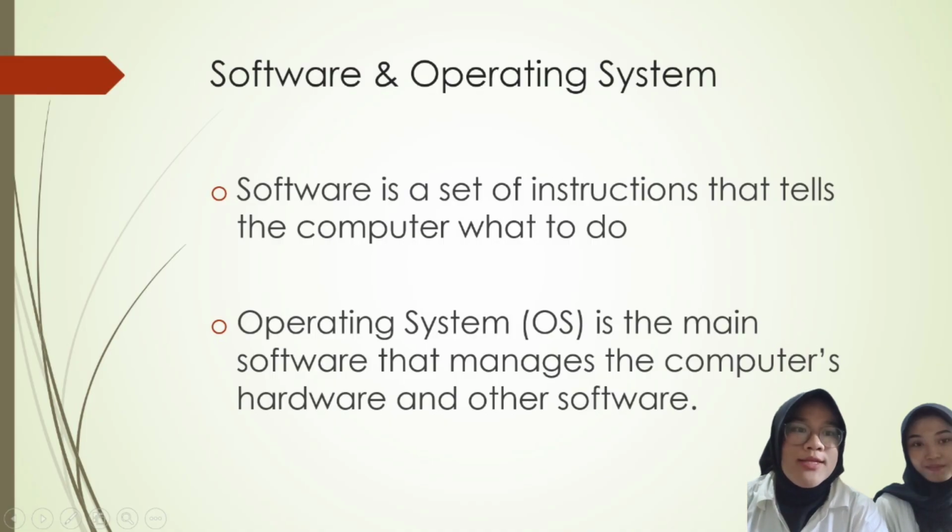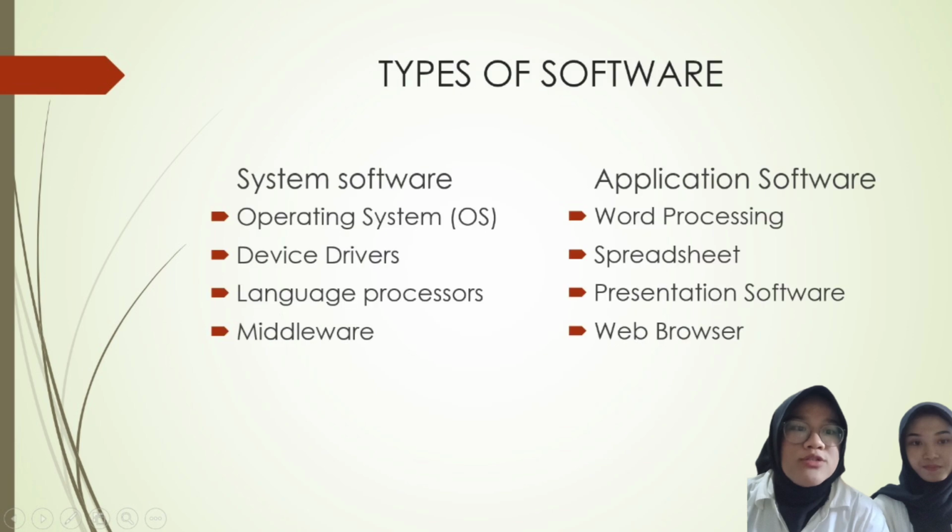Okay, let's start with the software. Software is a collection of programs or instructions that tell the computer what to do. Without software, a computer is just a piece of metal and plastic. It can't do anything. Think of software like the brain of the computer that gives it the ability to perform tasks. Software can be broadly categorized into 2 main types: system software and application software.